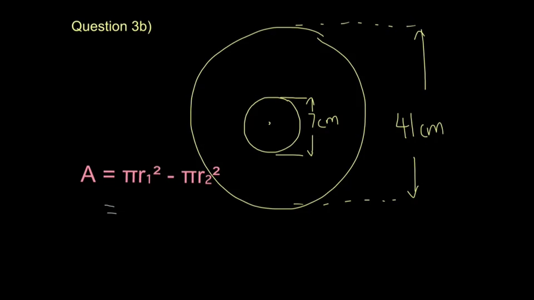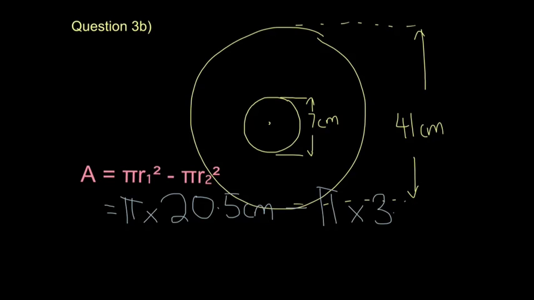So I'm going to use pi times the radius of this larger ring. Because it's 41 centimeters, I want to cut it in half. And half of 41 centimeters is 20.5 centimeters. Okay, I've got to subtract the area of the smaller circle away from that. The smaller circle is 7 centimeters, so I need to do pi times 3.5 squared. Oh, don't forget to square the first one. I nearly forgot that. And of course it's still in centimeters.